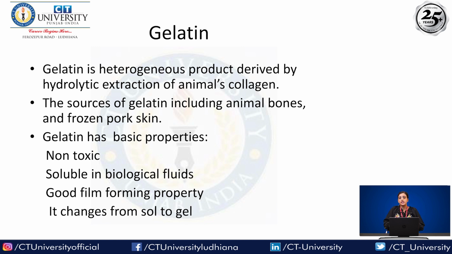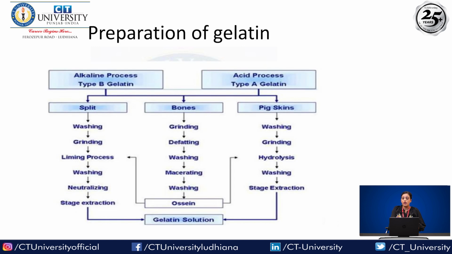So after this, what is gelatin, we should know about how we can prepare gelatin. As we previously talked, it is obtained from animal bones, hide portions and frozen pork skin. It is obtained from these animal parts by using 2 different processes. The first process is the alkaline process, from which we obtain type B gelatin, and the second one is the acid process, from which we obtain type A gelatin.